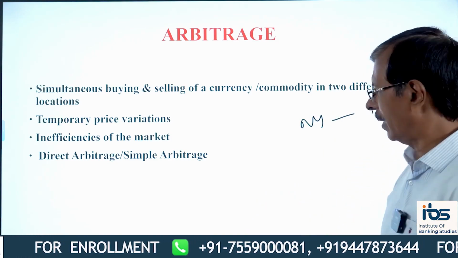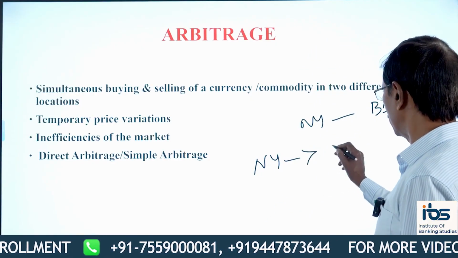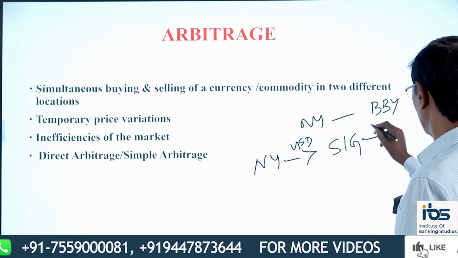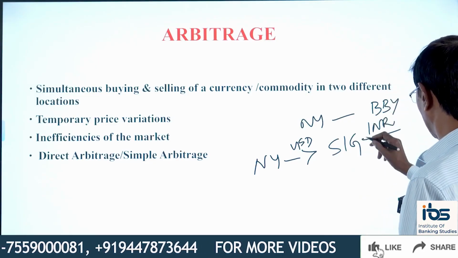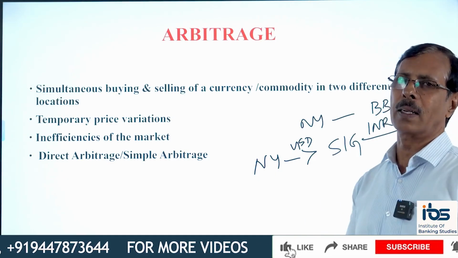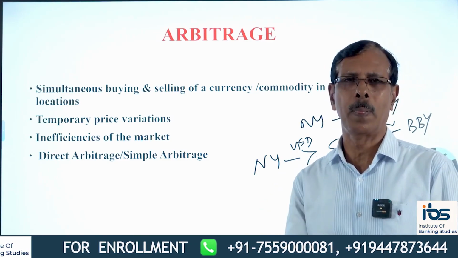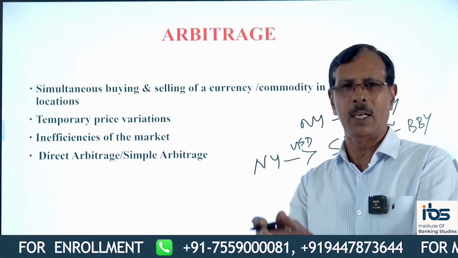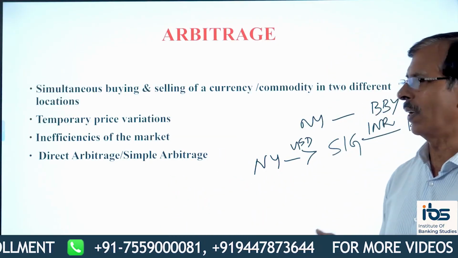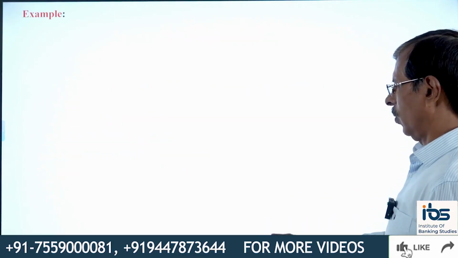If more than two centers are involved, let us assume from New York, a person buys dollar and sells US dollar in Singapore, and from Singapore he gets Singapore dollar and sells that in India. So here three centers are there. In the first center, they convert US dollar into Singapore dollar. Then in Singapore, they take the Singapore dollar to India and sell it in Mumbai. So three centers are involved. We call it a compound arbitrage. It's a 3-point or compound arbitrage.